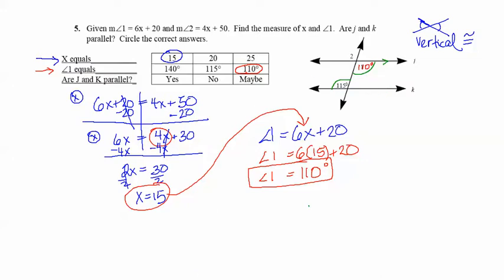However, we see that these are not the same. 110 is not the same as 115, which would then mean that the answer to our third question, are J and K parallel? We'll have to say no, because the alternate interior angles are not the same.